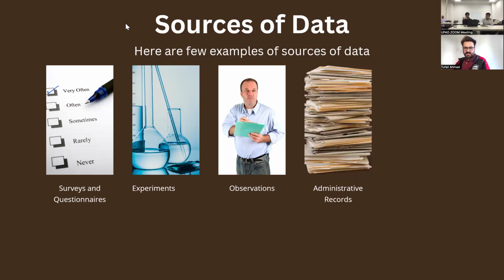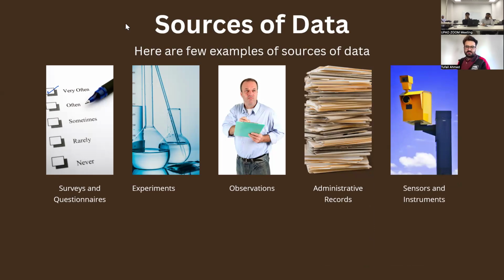We can go to administrative records, and we can take data out from a secondary source. It can be from a library, it can be from the internet, it can be from government records. And usually nowadays, sensors and instruments are becoming popular. For example, traffic speed cameras. It is one kind of instrument that can be used for measuring the speed. Also, number plate recognition cameras are used for that.